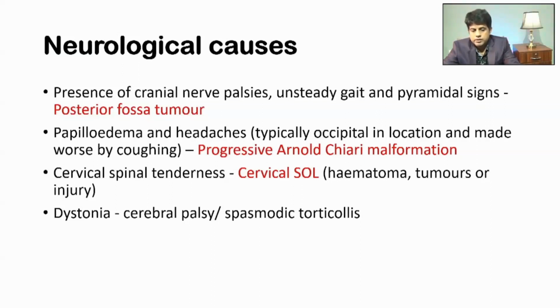Children with posterior fossa tumor can present with other clinical features like cranial nerve paralysis, unsteady gait, and pyramidal signs or long tract signs. Children with Arnold-Chiari malformation can present with chronic headache, which is worsening and relieved by vomiting, and papilledema on fundoscopic examination. Children with cervical space-occupying lesions can present with specific tenderness over the cervical spine.